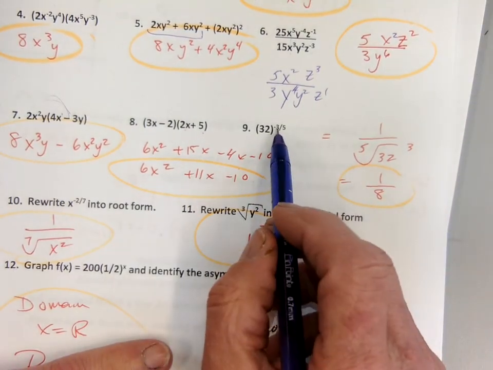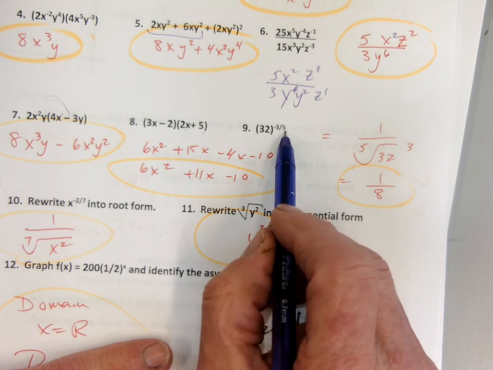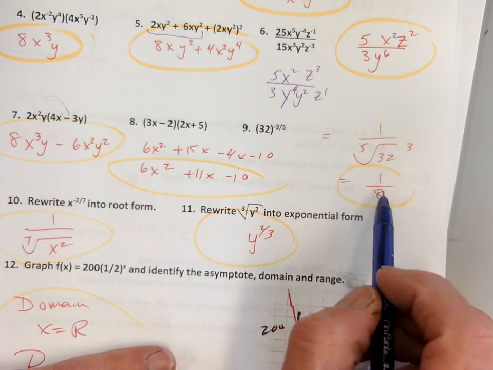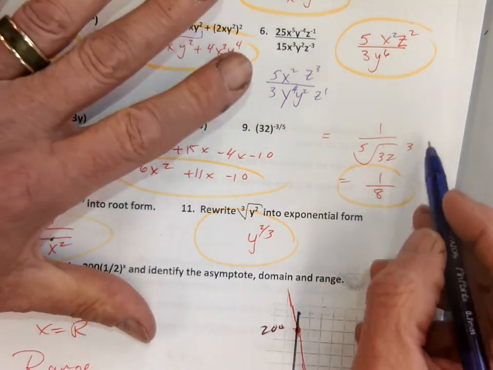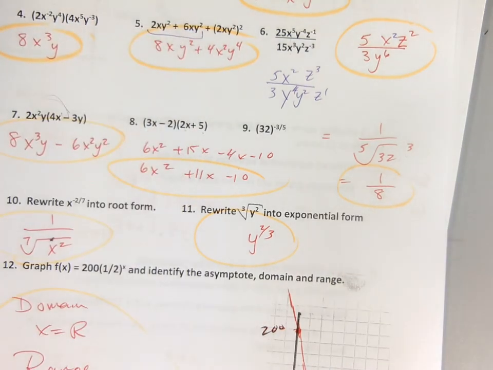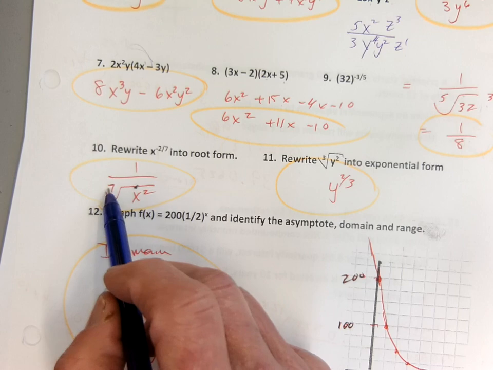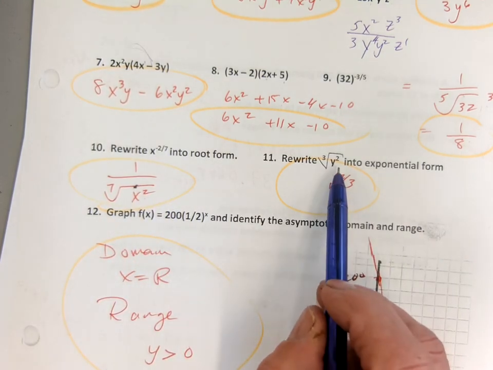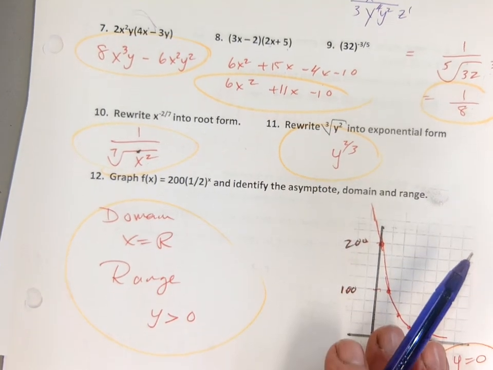Okay? If that's a negative, it's 1 over the 5th root of 32 cubed. 5th root of 32 is 2, because 2 times 2 times 2 times 2 times 2 is 32. Then I get 2 cubed is 8, so I get 1/8. Okay, 1 over because of the negative, 7th root, because the bottom number is the root, x squared. Okay, I go just the opposite. That is to the 2/3 power, okay?